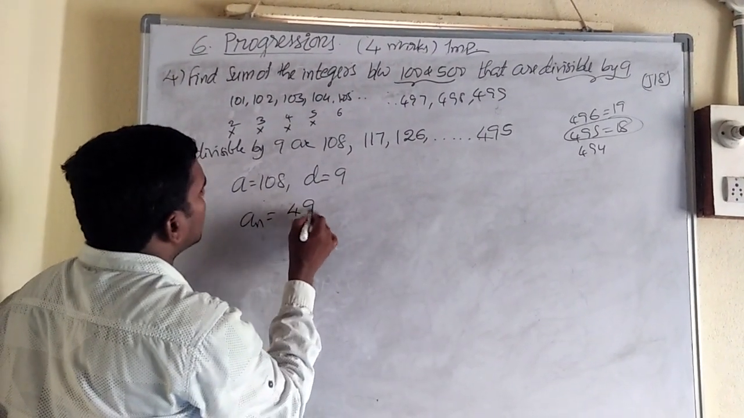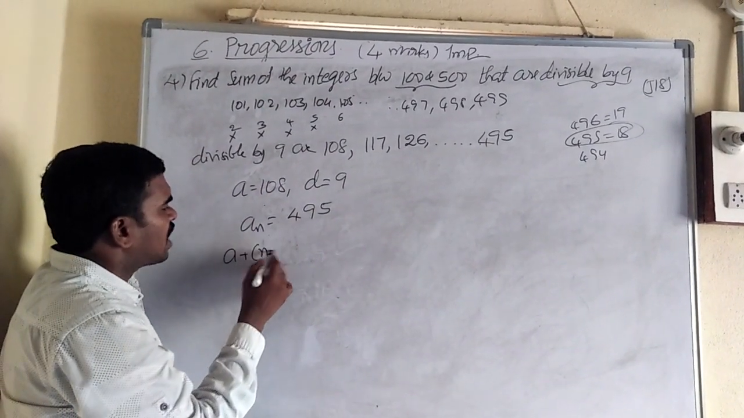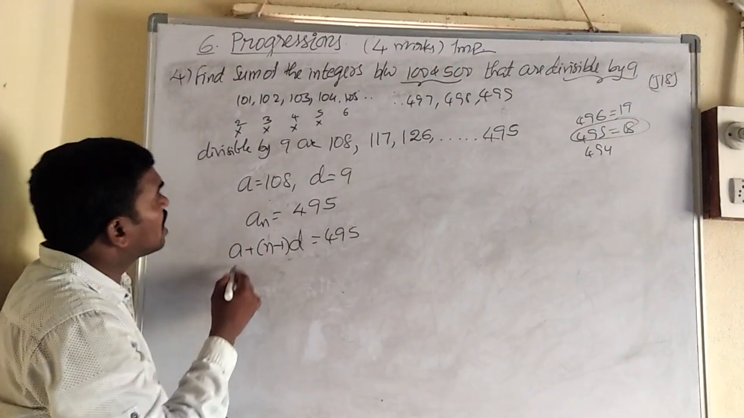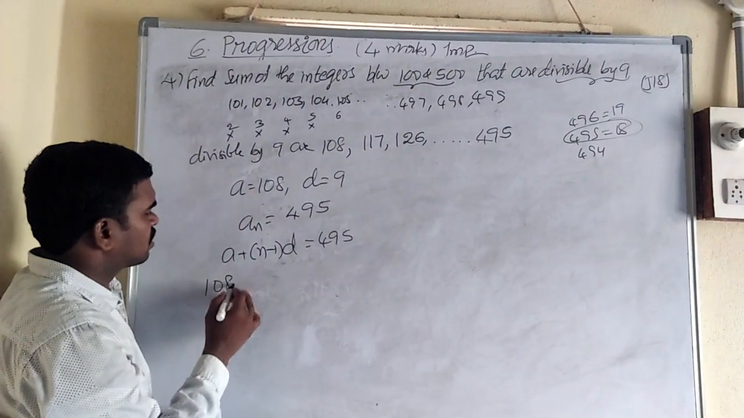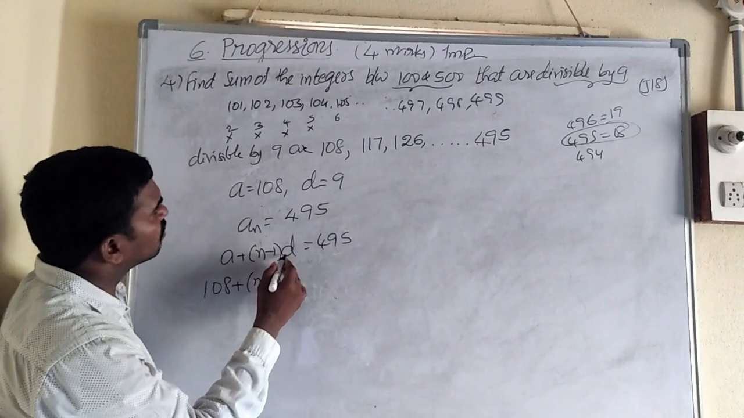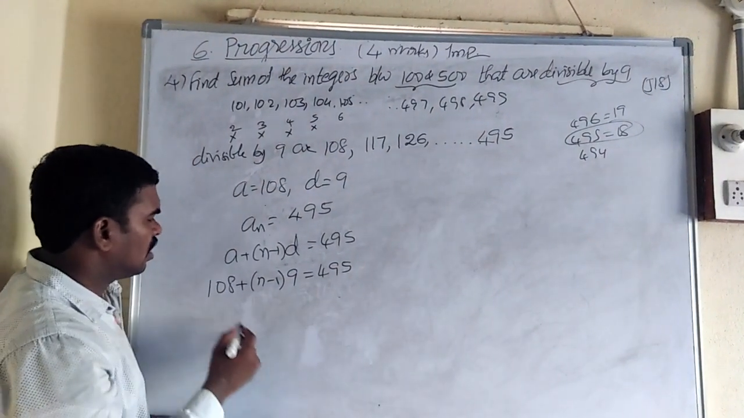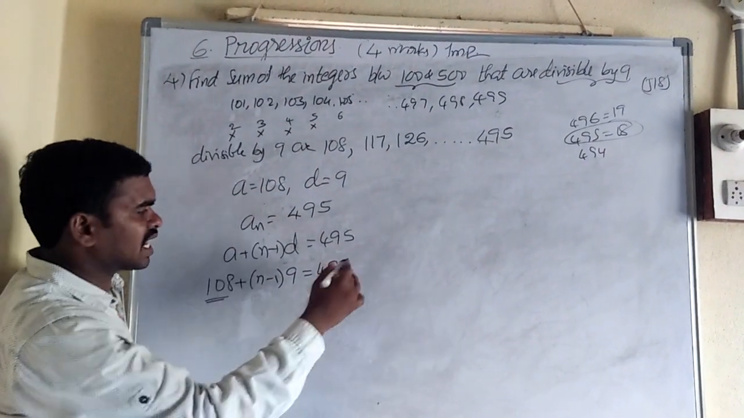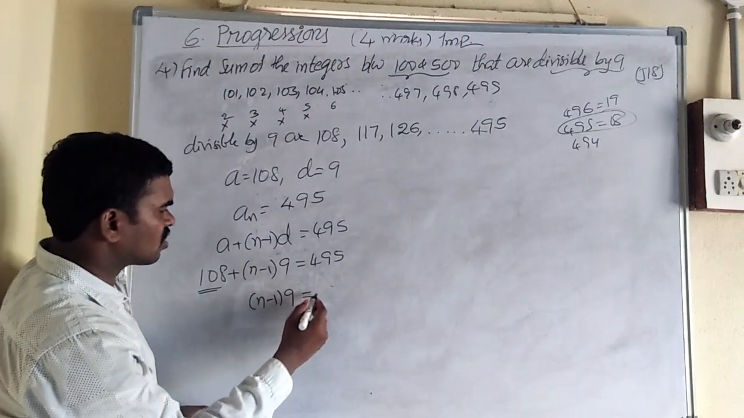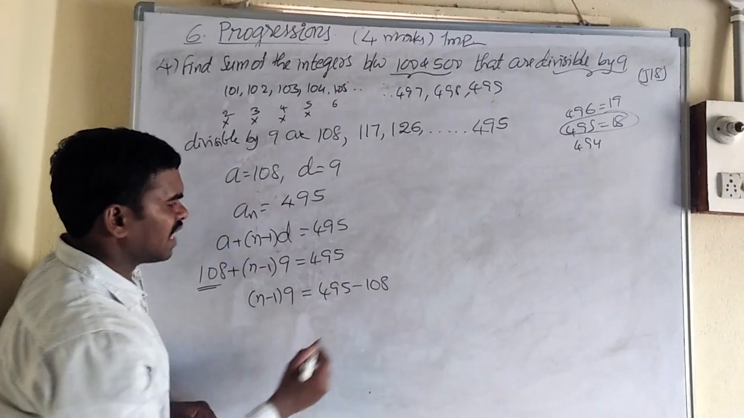Now, what is the last term? An equals 495. What is the An formula? A plus n minus 1 into d, and that is equal to 495. What is the A value? 108. What is n? We don't know. n minus 1 into d. What is d? 9. Equal to 495. Now send 108 to the right side, and keep (n minus 1) into 9 as it is, equal to 495. 108 on the right side becomes minus 108.